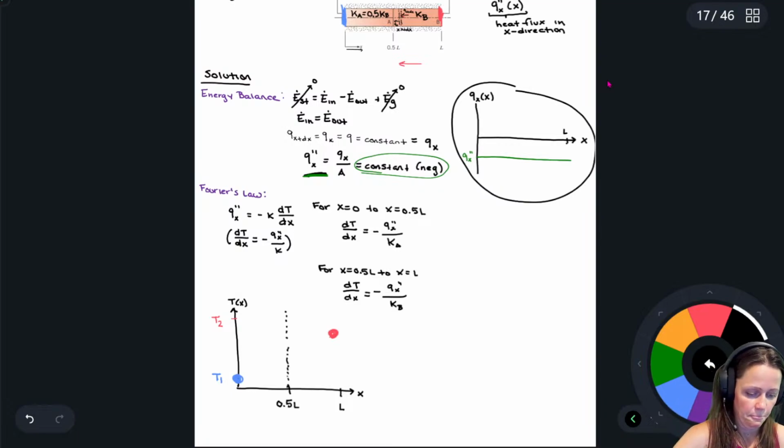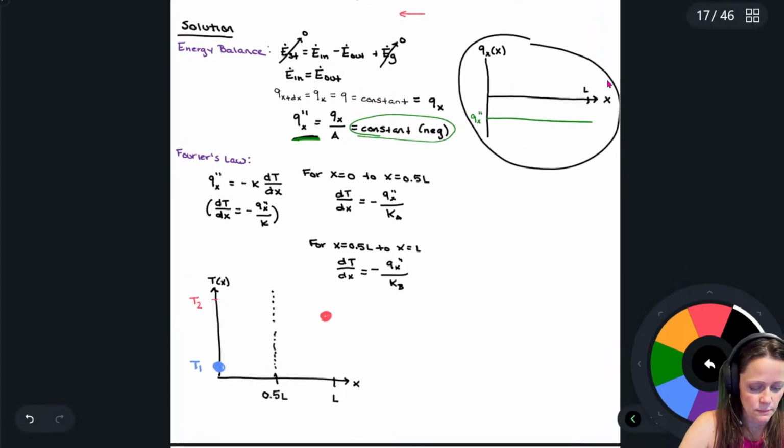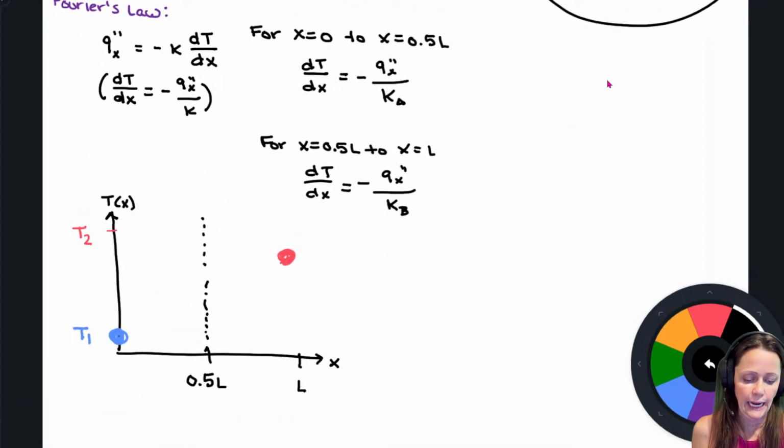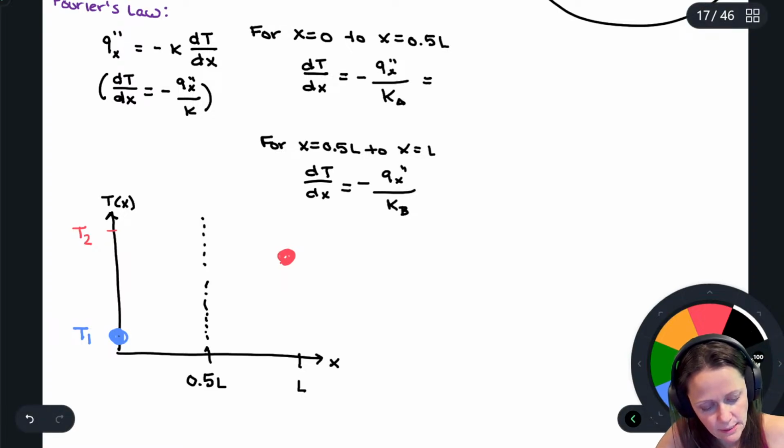I know Ka is a constant and Kb is a constant. So that means this is a constant and this is a constant.